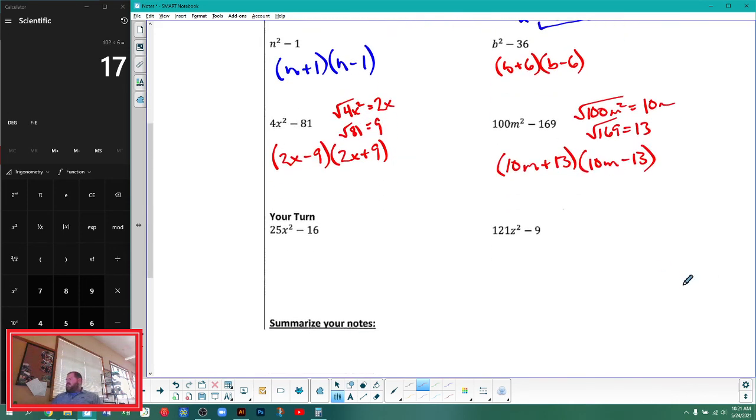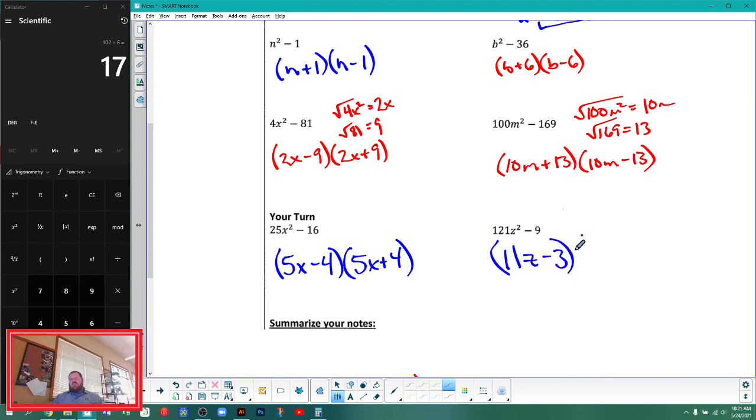Go ahead and pause the video and try the last two problems. Hopefully you had a chance to get that done. I'm not going to make it take any longer than it has to. 5x minus 4 times 5x plus 4, and 11z minus 3 times 11z plus 3. Feel lucky when you get a difference of squares problem, because as long as you know what those square roots are, that problem gets very simple.